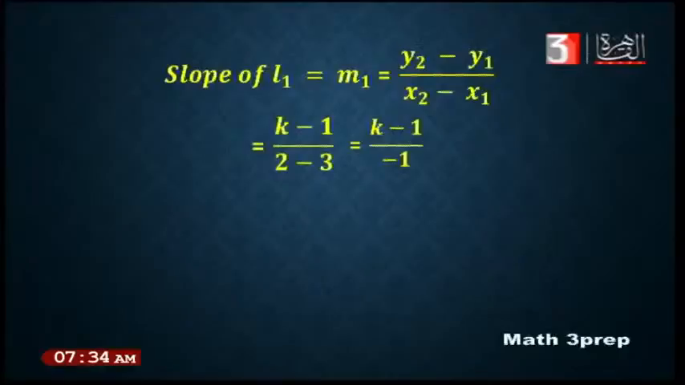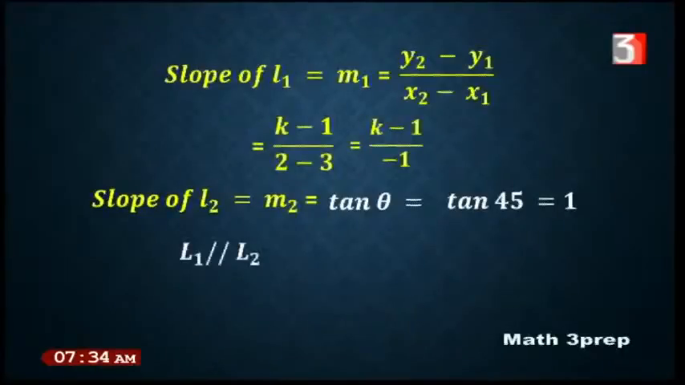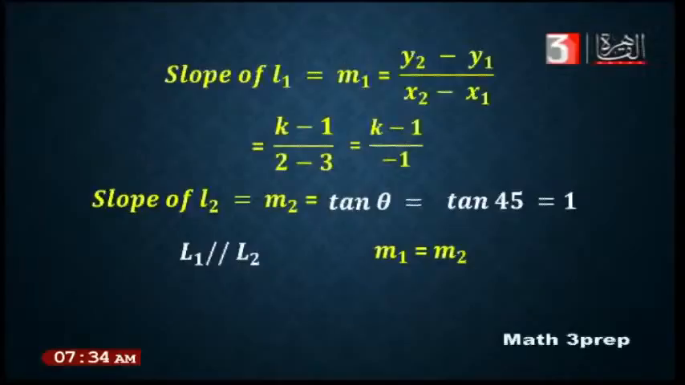What about slope number 2 for the line L2? Yes, the slope of L2 equals M2, which is equal to tan theta. So it is tan 45 degrees, which gives 1. As L1 and L2 are parallel lines, so M1 equals M2. Try to equalize the two slopes.